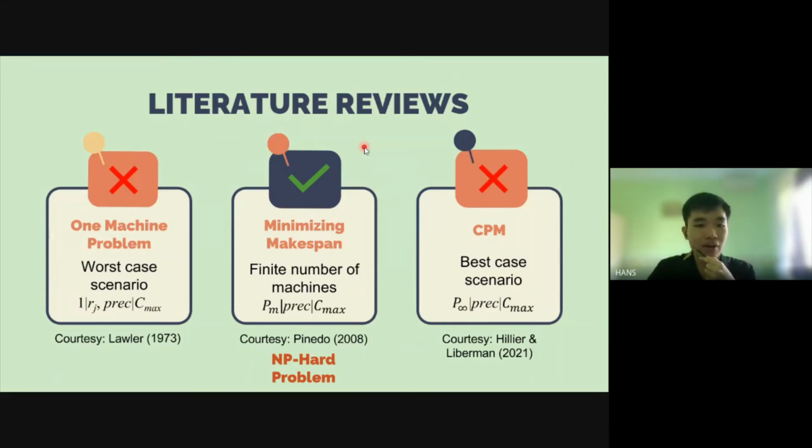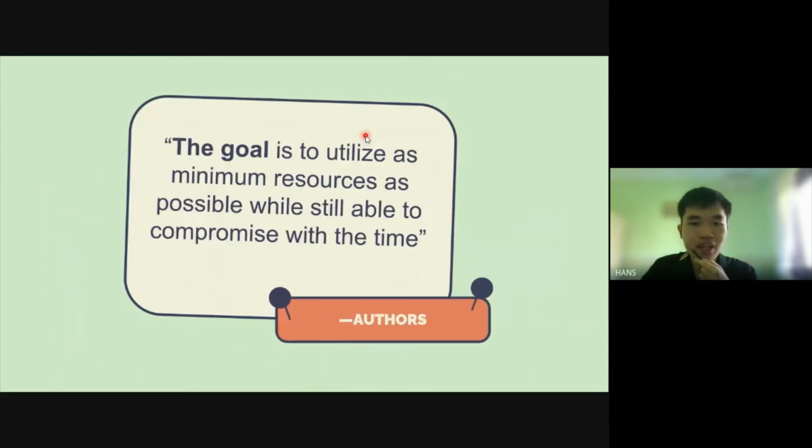And please also take note that although we do not use the one machine problem and the critical path method solution, we will use both of these principles as our baseline in formulating the heuristic algorithm. Our goal is to minimize the resources that we exert to support the job execution, but at the same time still be able to compromise with the total time demanded by the users. So the total time is still reasonably good compared to only using one machine as the extreme condition.